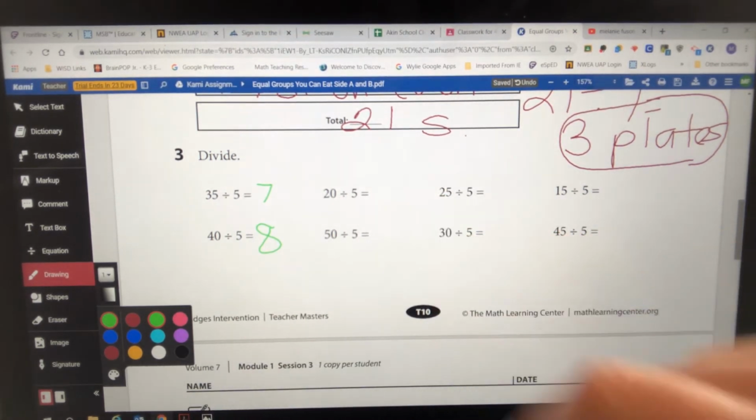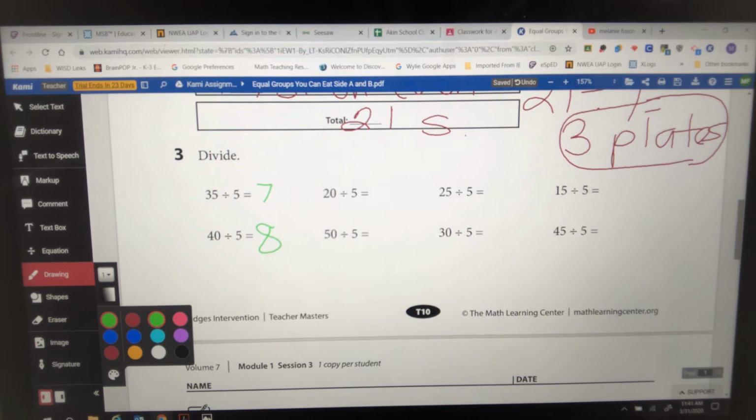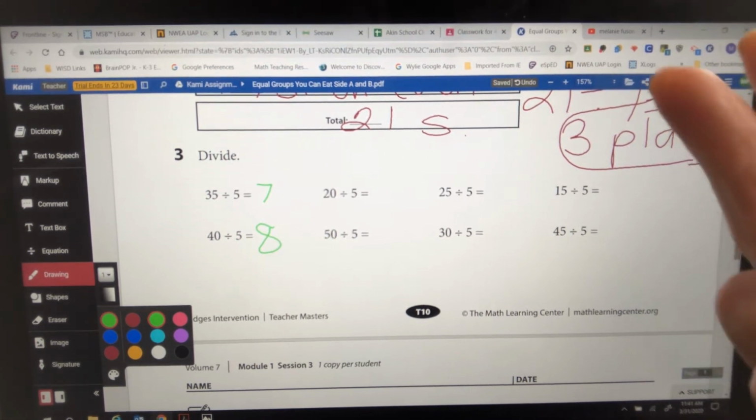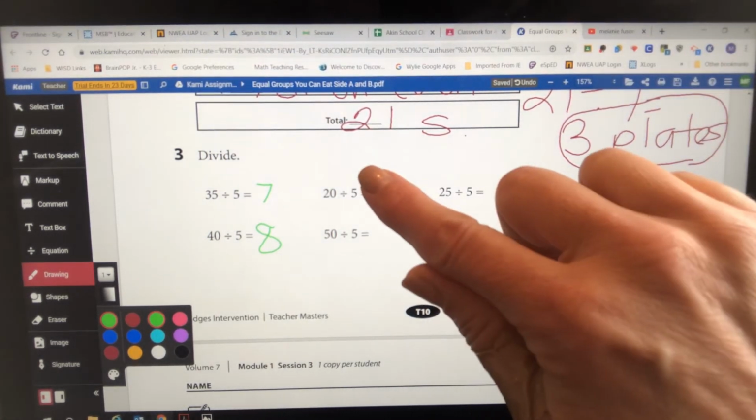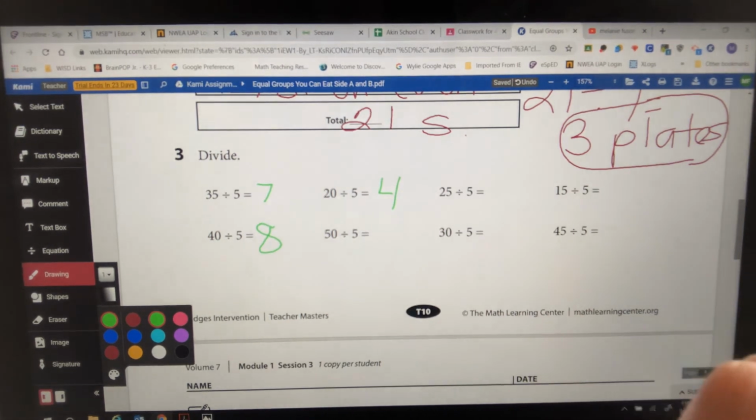All right, let's go to the next one. 20 divided by 5. How many 5s are in 20? 5, 10, 15, 20. I counted 4 times. You guys got this. You're doing such a good job.